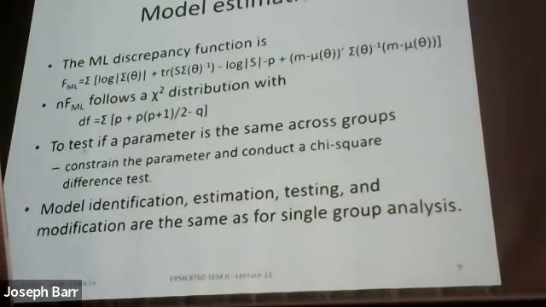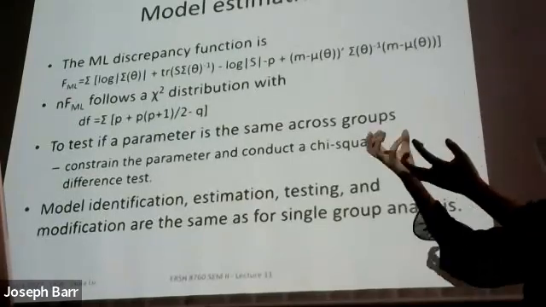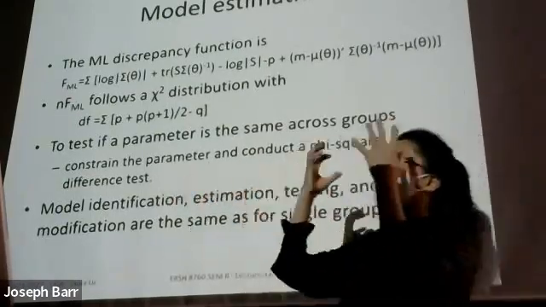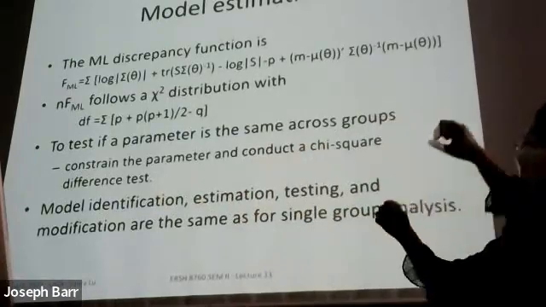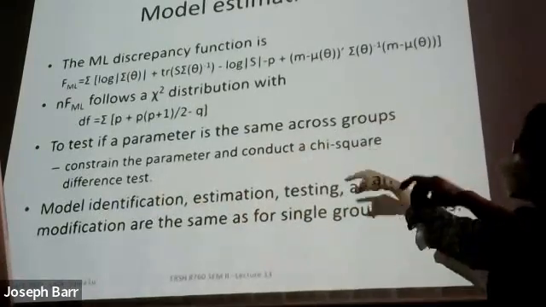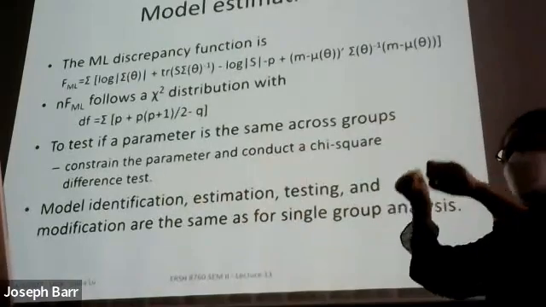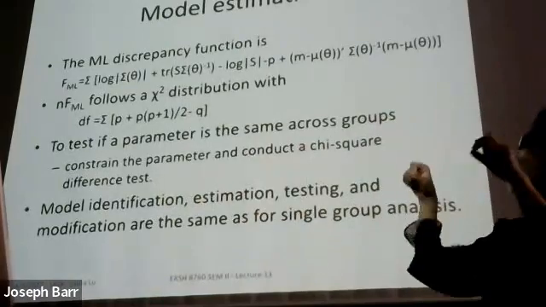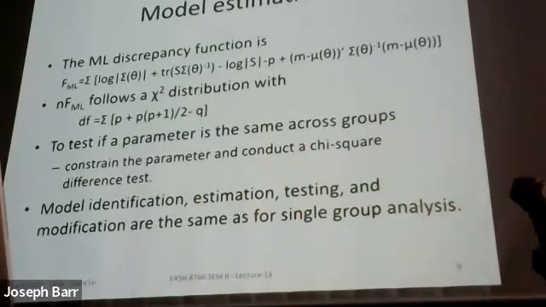If you want to test whether a parameter is the same across groups, you can consider nested models. One is a full model, the other is a model with constraints, or a reduced model. The chi-square difference test tells us the difference between the two nested models, and we see if the difference is significant or not.